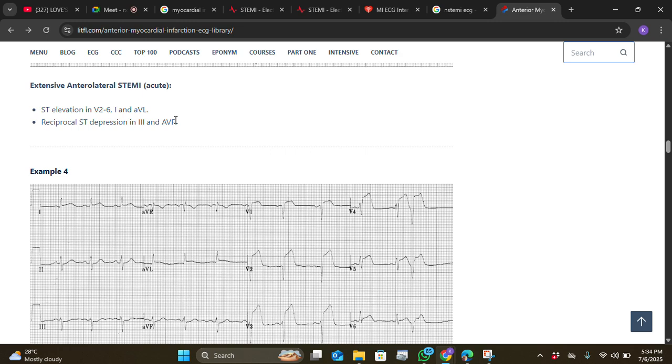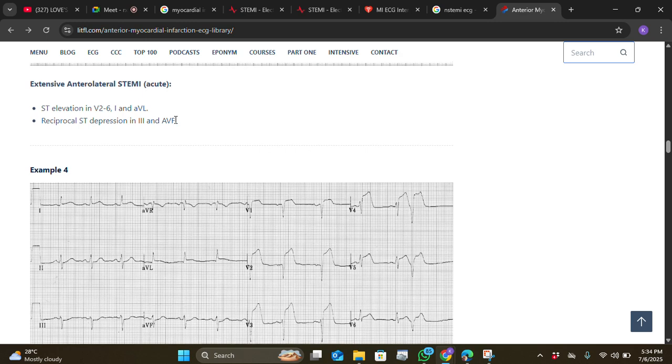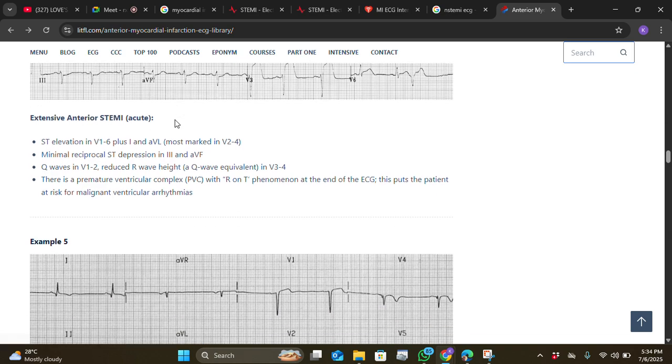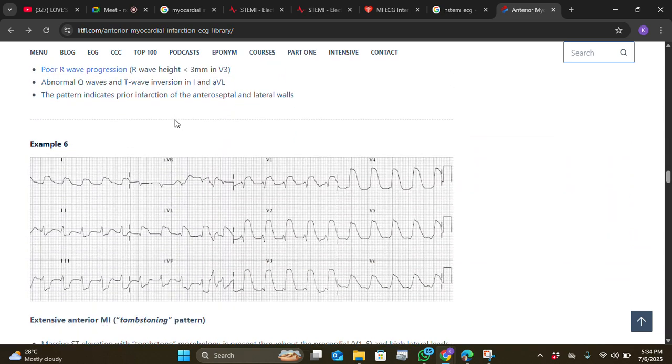STEMI is ST elevation myocardial infarction. NSTEMI is non-ST elevation myocardial infarction. So if it's not STEMI, it's going to be NSTEMI. If it's not elevated, it's going to be depressed. So in NSTEMI, the ST segment is depressed. We have ST segment depression. Do you understand?